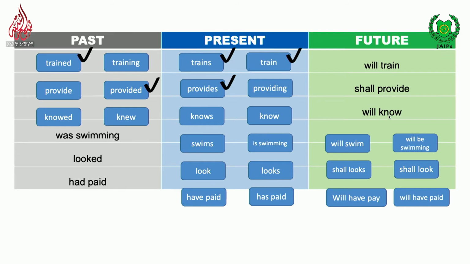Will know. Okay, will know. Let us check for present tense, whether it is knows or know. So which one is the answer? Okay, let's check. Yes, both of them are correct. Exactly like train just now. So we use knows and also know. Okay, both of them are correct.